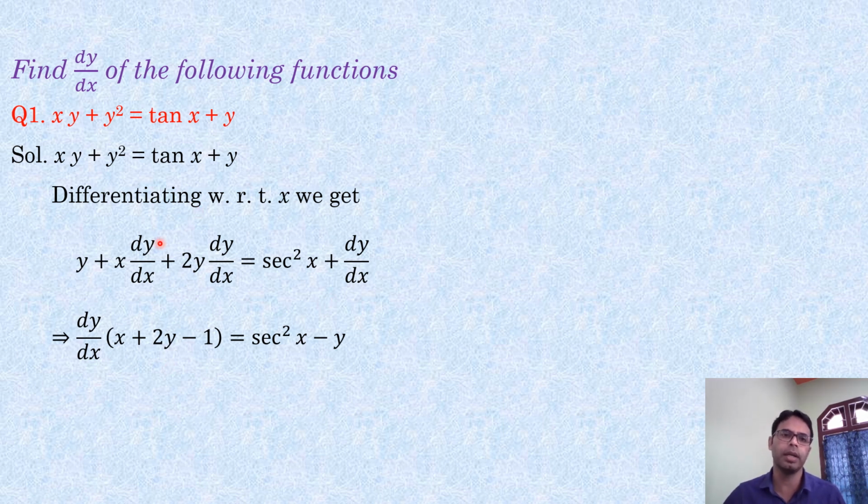shifted to the left and taken common, so it will be minus 1, is equal to, on the right hand side sec square y is already there and this y is shifted to the right hand side, so it is minus y. Now just divide by x plus 2y minus 1. So dy/dx will be equal to sec square minus y divided by this term, and this completes the solution of the problem. So let me take another question.